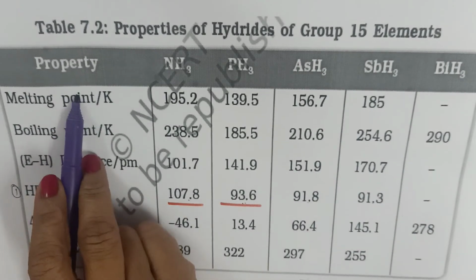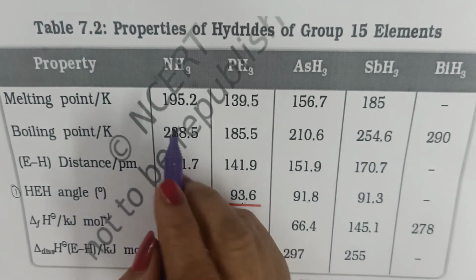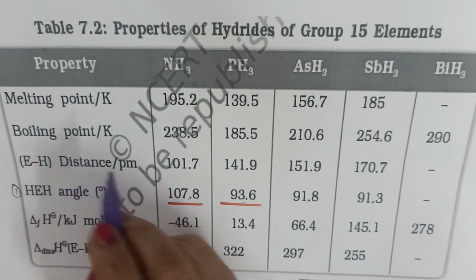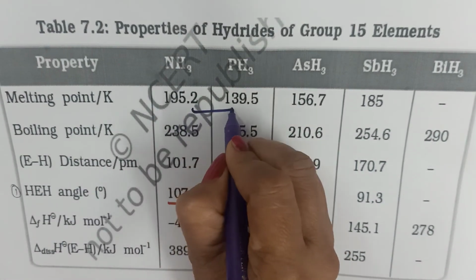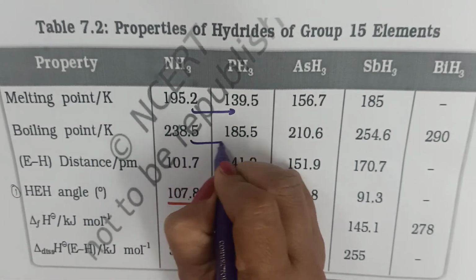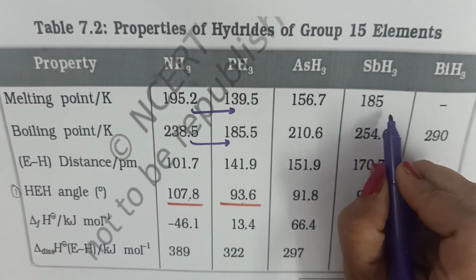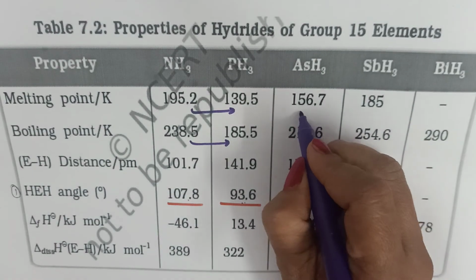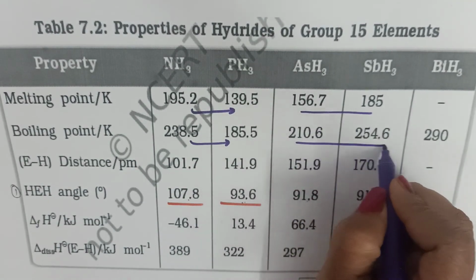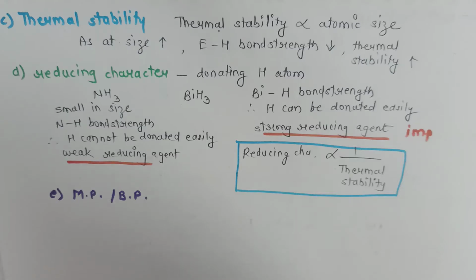The next concept is melting point and boiling point. Have a look at the data of melting point and boiling point. When we move from ammonia to phosphine, the melting point or boiling point first of all decreases. But as we move ahead for hydrides of arsenic, antimony and bismuth, again the melting point or boiling point increases. Now there is a variation in this case.